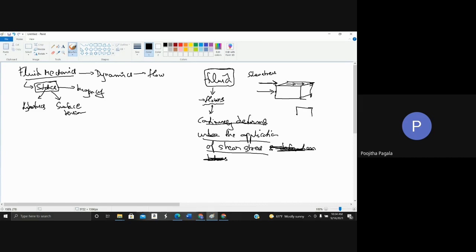When you apply a shear stress on a solid, for example, this is a solid and you are applying a shear stress in this manner, the solid deforms. And this deformation is denoted by this angle theta. So for a solid within the elastic limit, stress is directly proportional to strain, which means the angle by which a solid deforms is directly proportional to the amount of stress that is applied here.